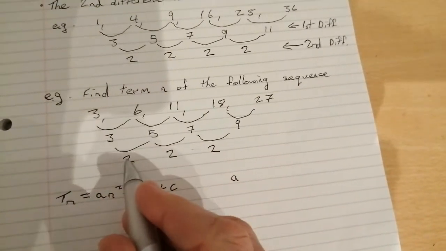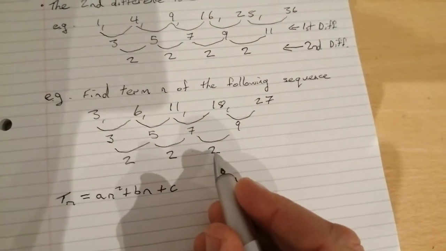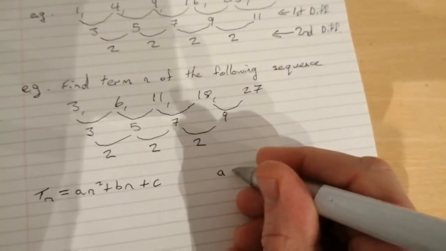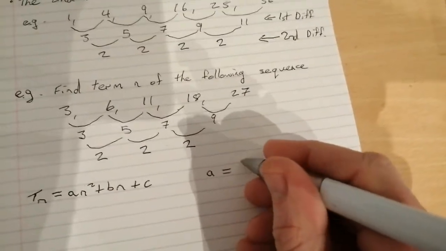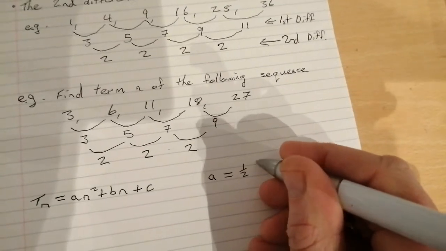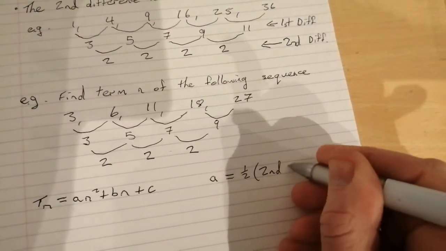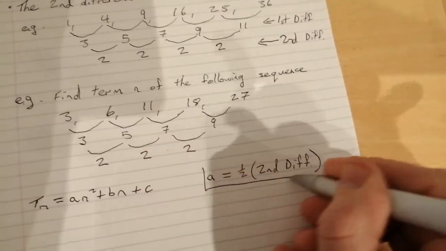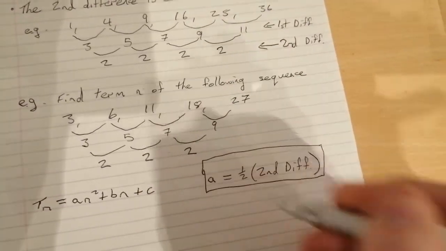So in this case, since the second difference is 2, the a part is equal to 1, half of this, half of 2, which is 1. So we'll just write that down. That's very important. a is equal to half of the second difference. That's vital to figuring out what term n is.